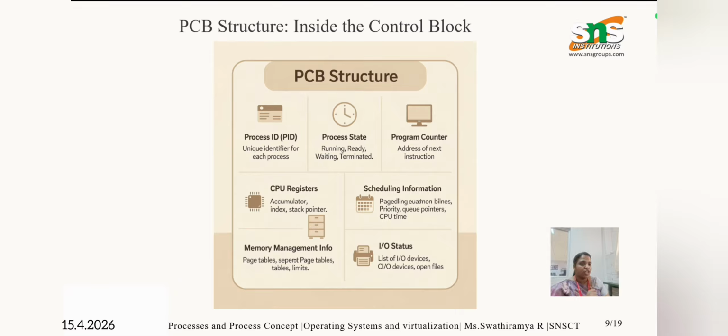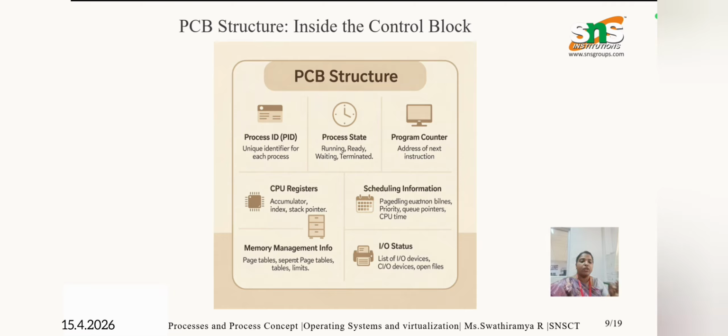Then the scheduling information. Scheduling is a very important concept. In the next unit we will discuss the different types of scheduling. This will hold what kind of scheduling has been used, whether priority scheduling or first come first served, and all such information. The priority of the process will also be there in the scheduling information, along with the scheduling queue pointers and CPU burst time.